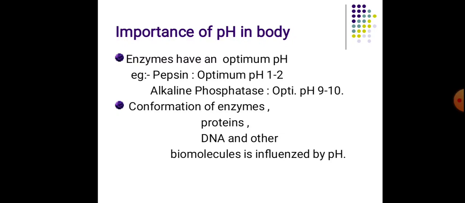The second point is that the conformation of enzymes, proteins, DNA and other biomolecules is influenced by pH. So these are the importance of pH in our body. The enzymes have an optimum pH, and also the conformation of the enzymes, proteins, DNA and other biomolecules is influenced by pH.